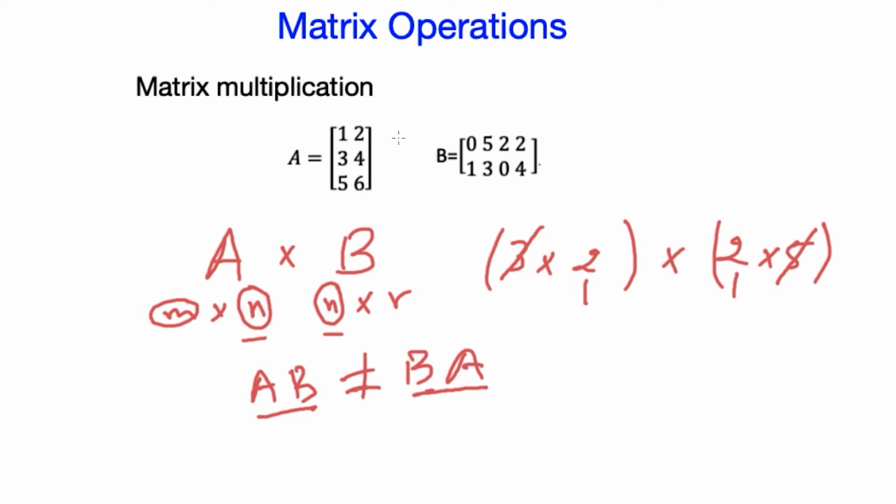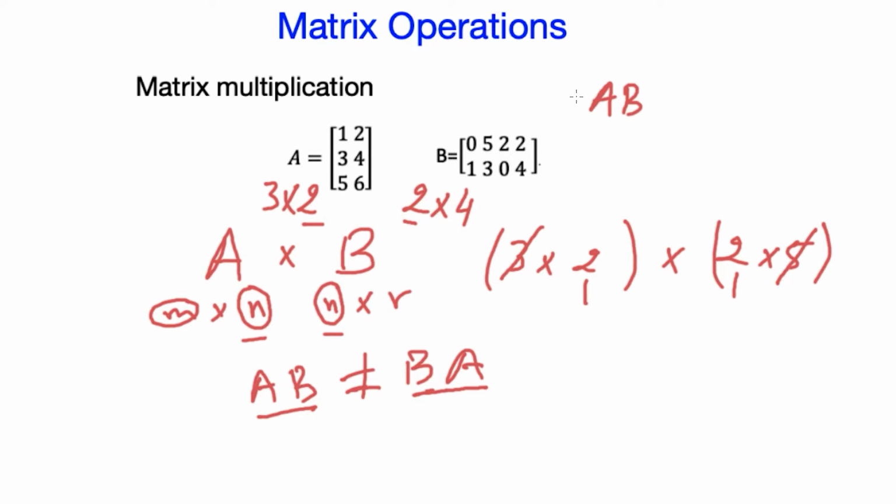To compute the product of two matrices, I have an example here of two matrices A and B. This matrix A has 3 rows and 2 columns, so it is a 3 by 2 matrix, and this matrix B has 2 rows and 4 columns, so it is a 2 by 4 matrix, and we can get AB because here we have 2 and 2.